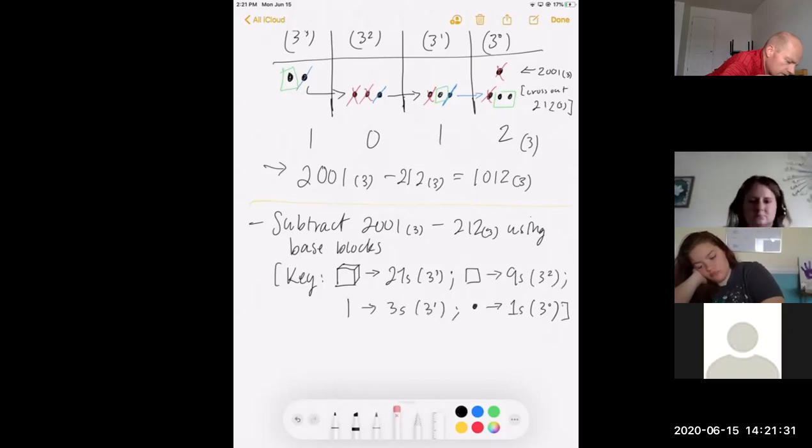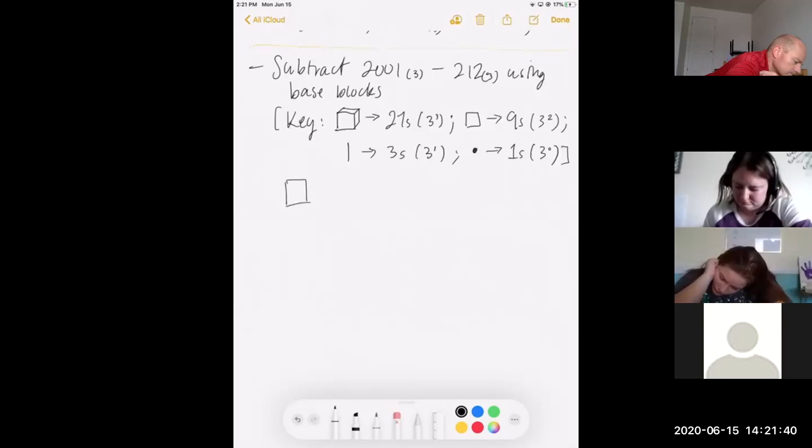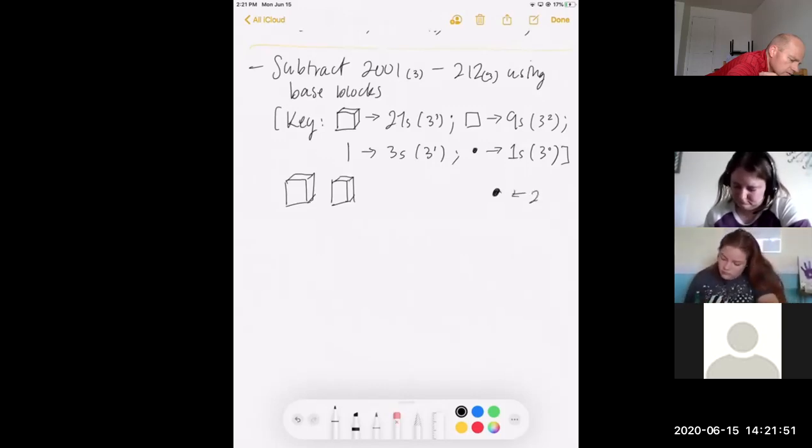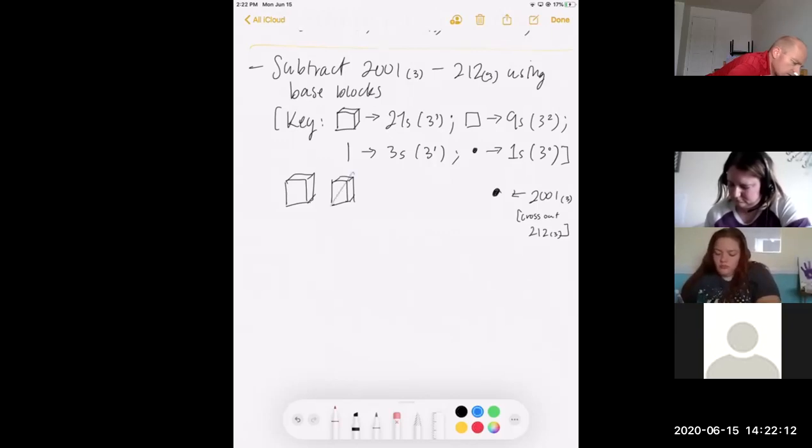Now that we have that, we can go ahead and draw a box. We have 2 big cubes, and we have only 1 dot out here. And so this one is 2001 base 3, and we're going to cross out 212 base 3. We can't cross out 2 of the nines place because we don't have anything in the nines place. We'll do that.